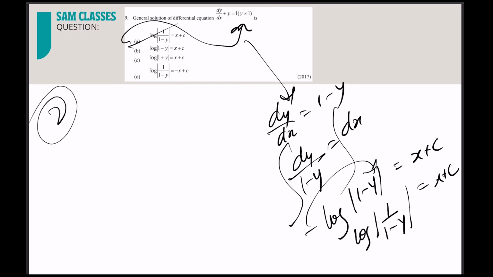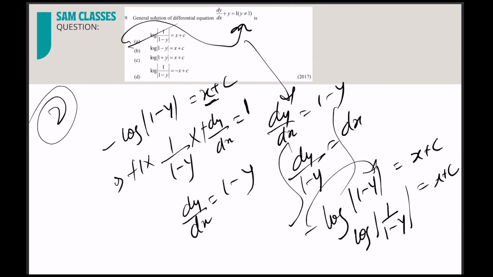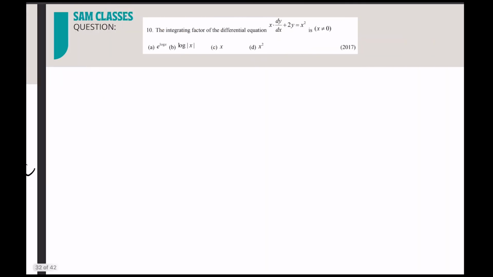What will be the second method? Differentiate. Let's say I'm writing this: minus log of 1 minus y is equal to x plus c. Differentiate. So what is the differentiation of log 1 by 1 minus y into minus dy by dx is equal to what? Differentiation of x is 1, c is gone. So minus and minus gone. So dy by dx is equal to 1 minus y. That's it. So y bring this side. So dy by dx plus y is equal to 1. So see, we can do both ways. Either you can go from here to there, or you can go from there to here, okay?